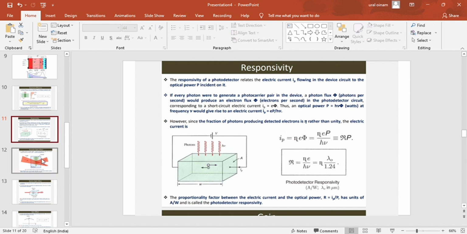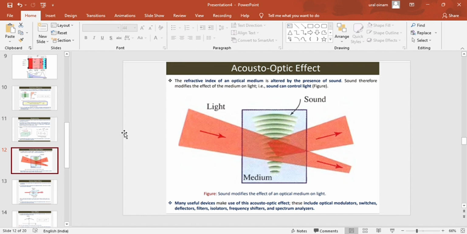And then we'll go into the optical modulators. First we'll have the acousto-optic effect. So what is this? The refractive index of a medium is changed by the presence of sound. So we know that sound is composed of compression and rarefaction as it propagates through. So when we have a medium and sound hits on it, the atoms inside the medium undergo stress, so they have patterns of compression and rarefaction, and this pattern causes the refractive index of the medium to change.